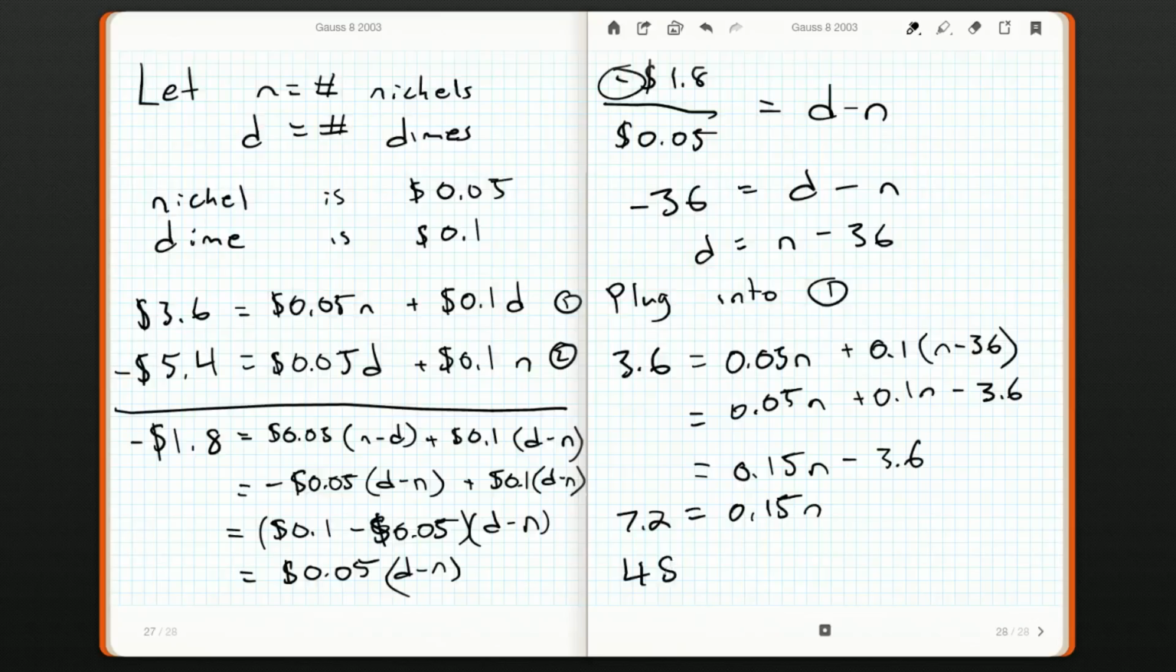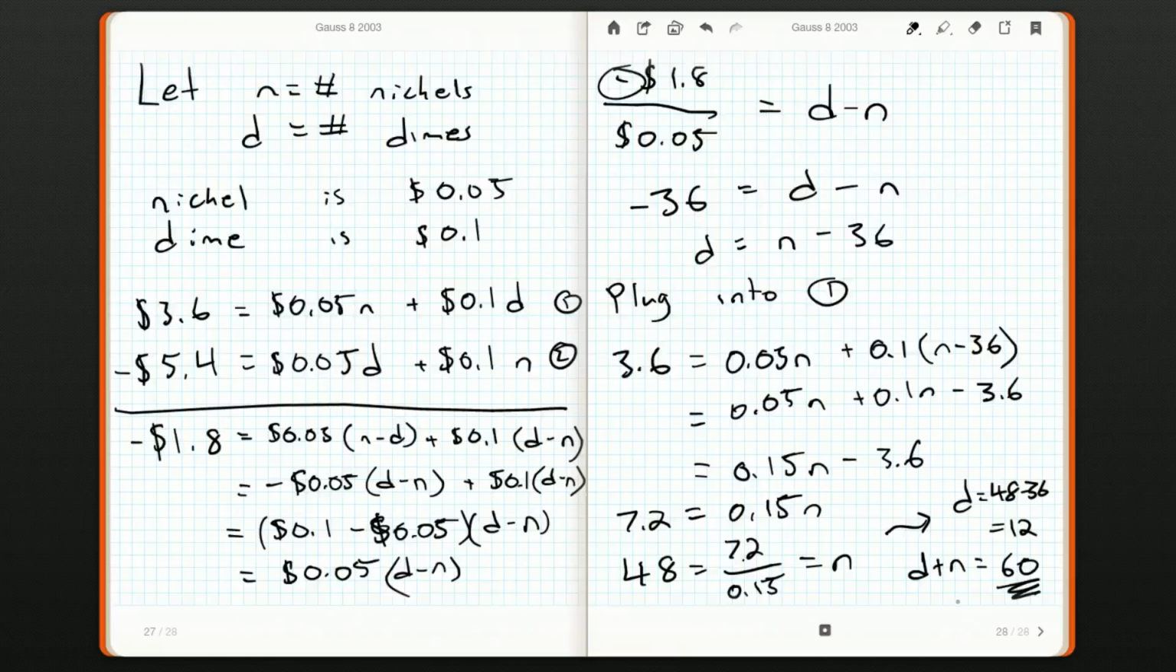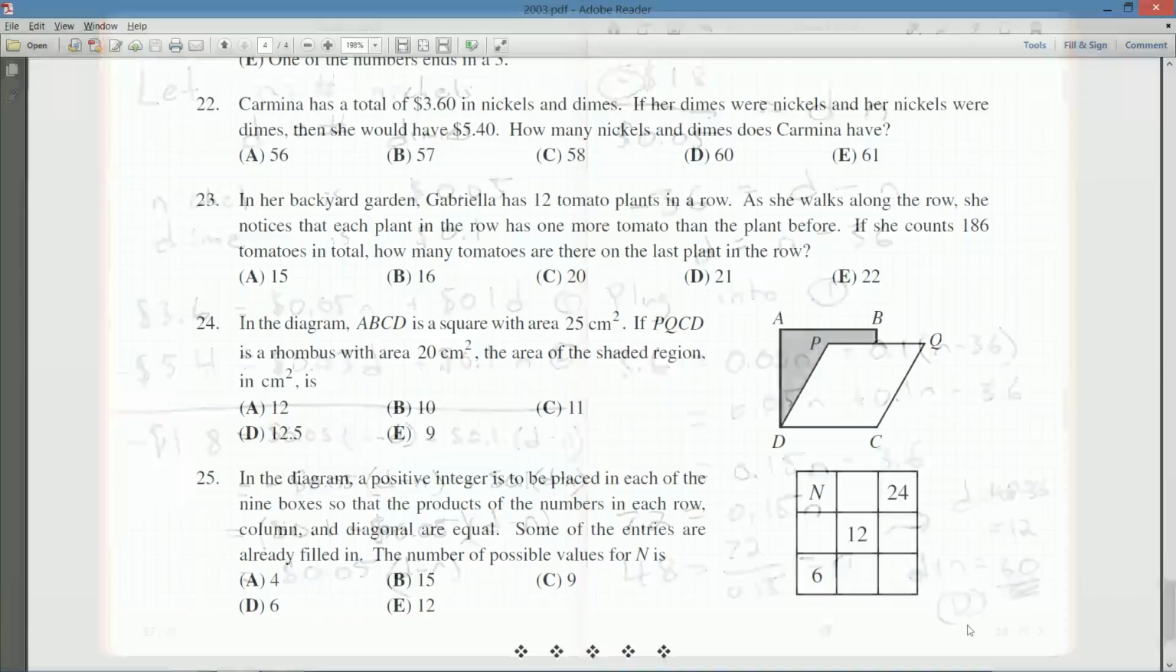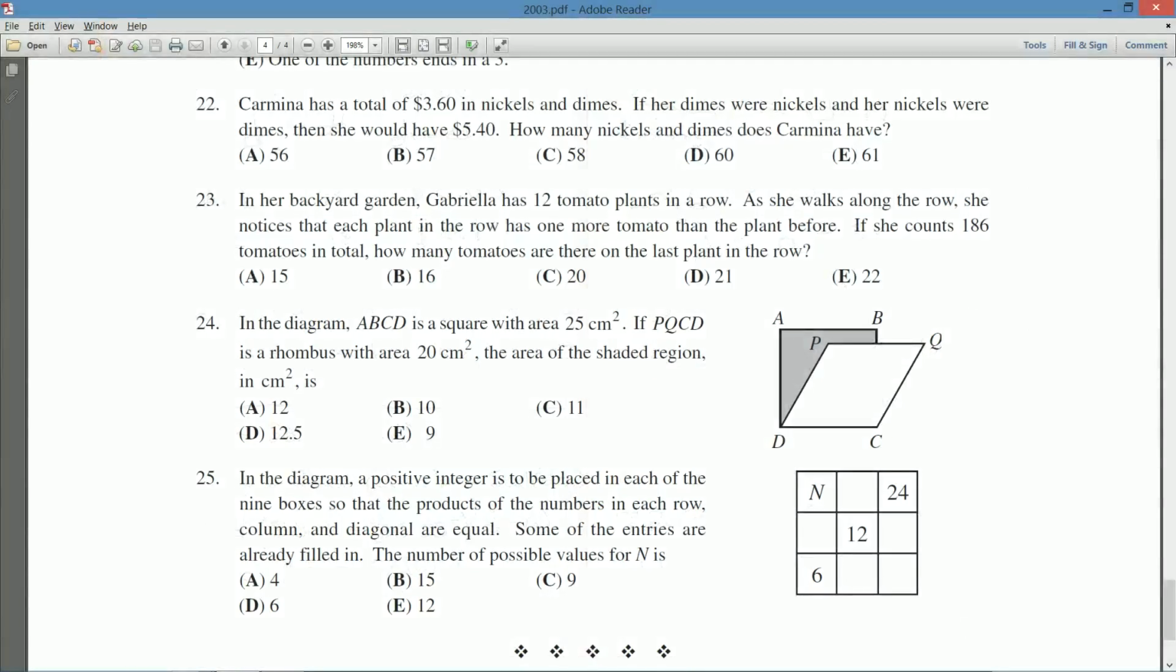I should get 48 is the number of nickels. And so that means the number of dimes, that's 48 minus 36, that should be 12. And our final answer is supposed to be d plus n, that's going to be 48 plus 12, that's 60. And I think that was D. Let's just double check. Yes, it is D.